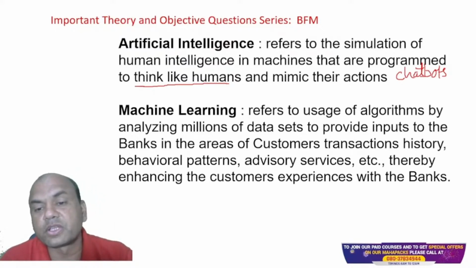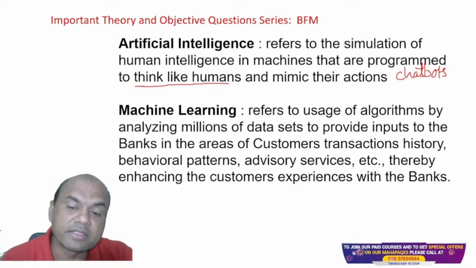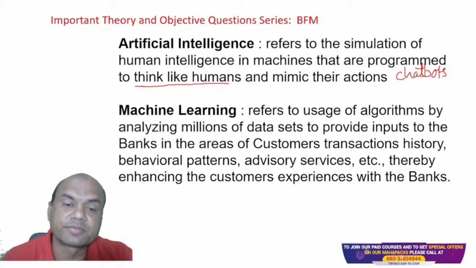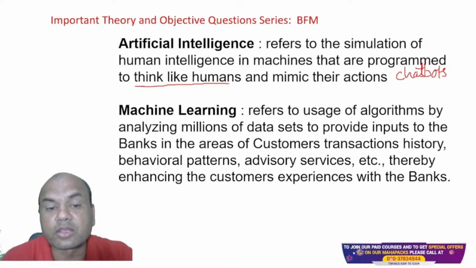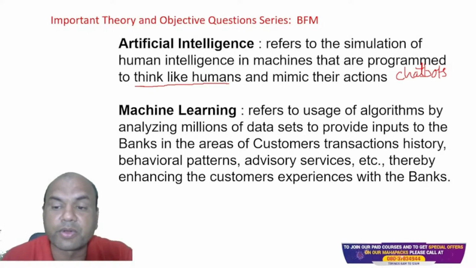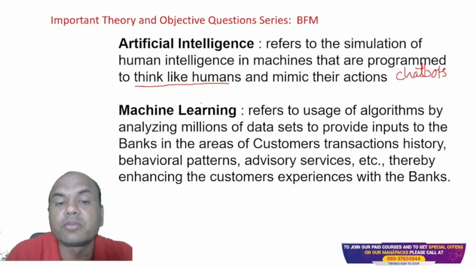Machine learning refers to the usage of algorithms by analyzing millions of data sets to provide inputs to the banks in the areas of customer transaction history, behavioral pattern, advisory services, etc., thereby enhancing the customer experiences with the banks. Now, what do you mean by machine learning? Here, machine learning is known as learning by the machine. It refers to the algorithm by analyzing millions of data sets to provide inputs to the banks. So, learning by the machine means this is called, there's a word in machine learning that is called cognitive.